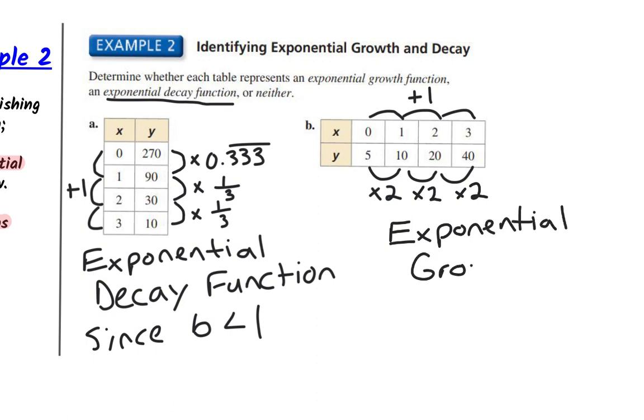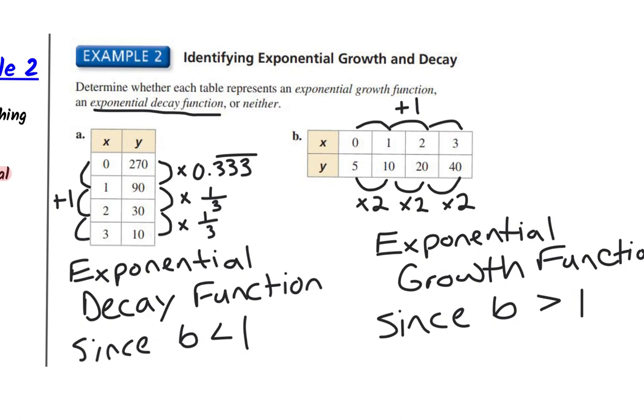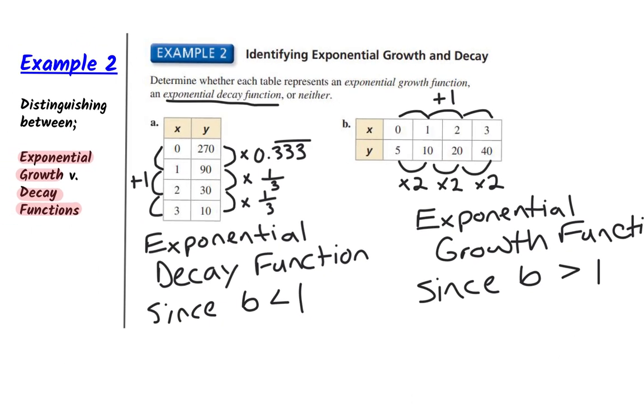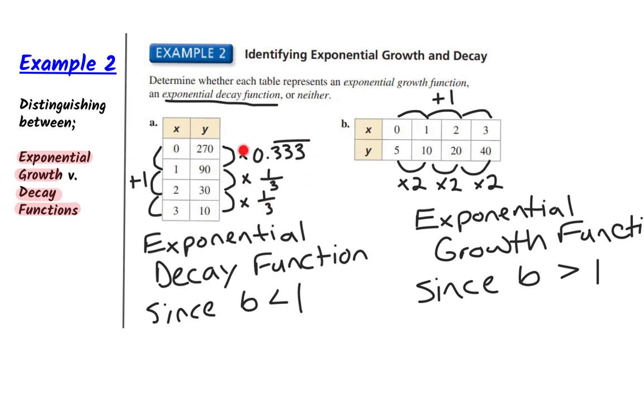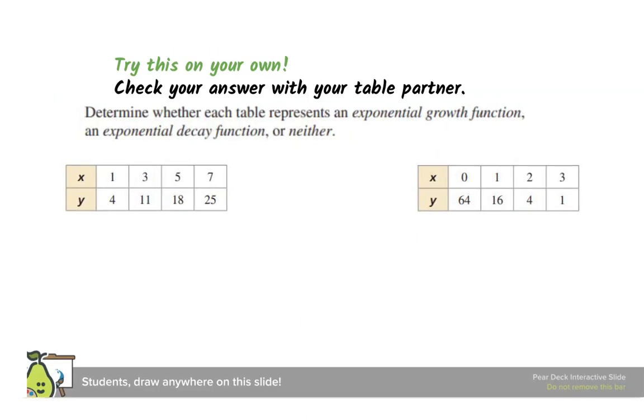Exponential growth function, since b is greater than 1. And had we not found a b at all, had it not been multiplying by the same number at all, then we wouldn't have found an exponential function at all. We would have said neither. Try these on your own.